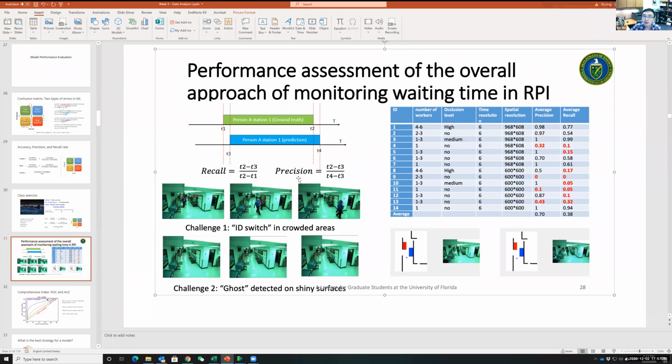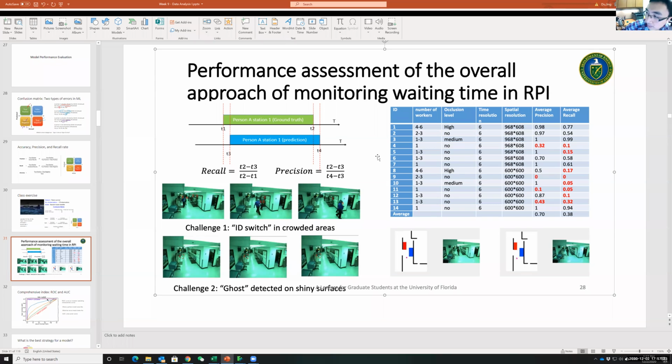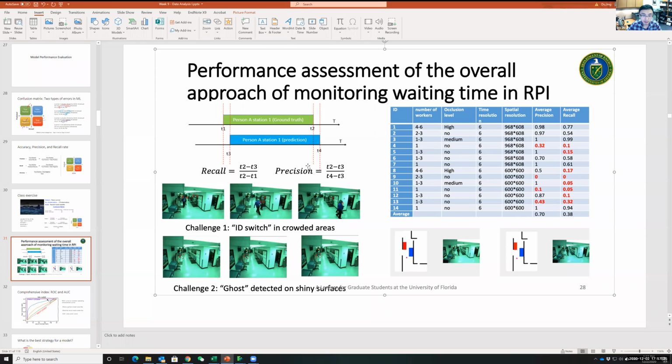Precision focuses on the accuracy of my model for this particular event. So this is the particular event. I predicted T3 to T4, but in fact, out of this portion, only the T3 to T2 part is correct. So that's called precision. Make sense, guys? Okay, so pay attention to this: recall rate, precision.